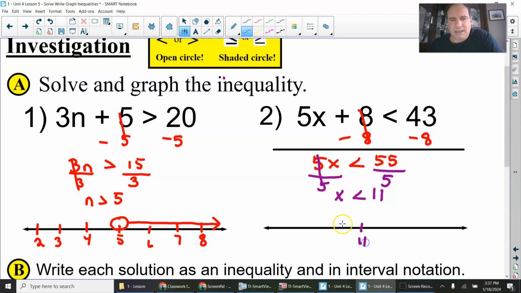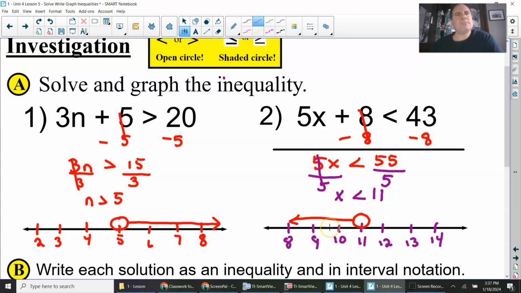You will put the 11 directly in the middle of the number line and fill in the numbers all around it. At this point, you have x is less than 11. You're going to put a circle directly above 11, and then draw the arrow to the left, because that's less than. Anything less than is to the left on a number line. Anything greater than is to the right on a number line.